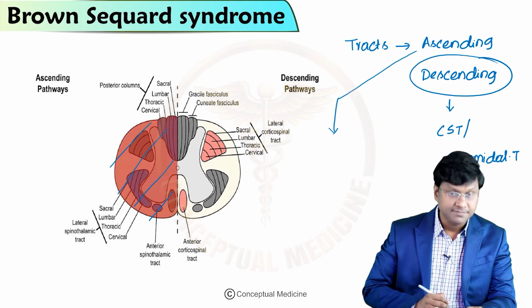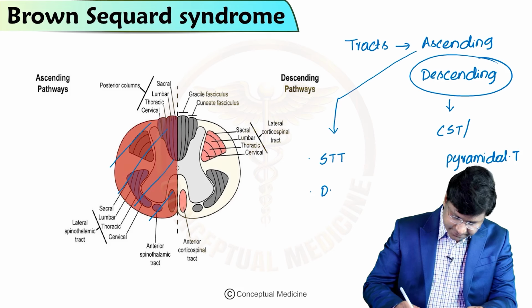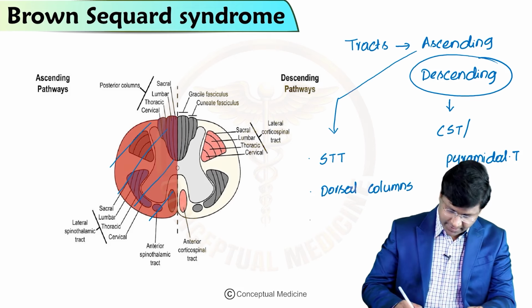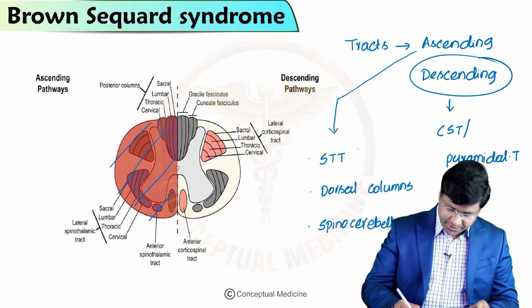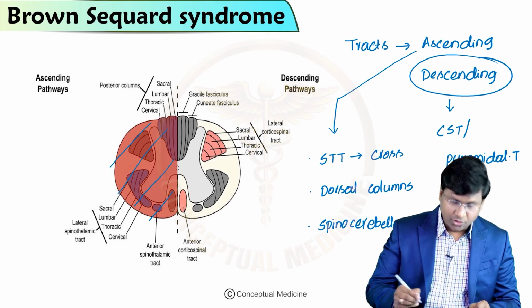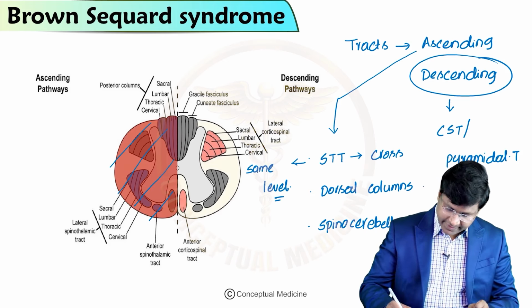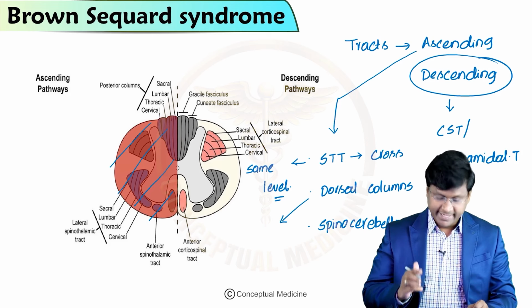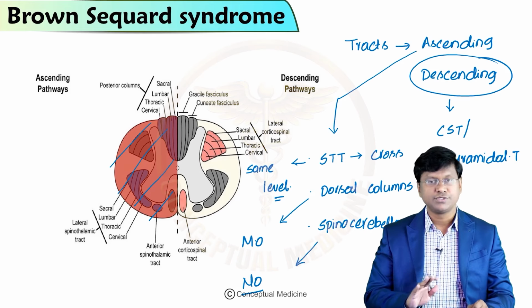Whereas the ascending tracts include the spinothalamic tracts, the dorsal columns, and the spinocerebellar tracts. These are the ascending tracts. The spinothalamic tract crosses to the opposite side at the same level. The dorsal columns cross at the level of the medulla oblongata. And the spinocerebellar tracts, there is no crossing to the opposite side.